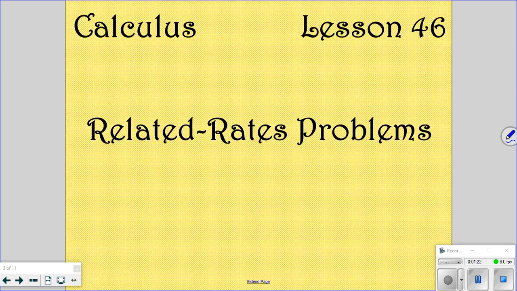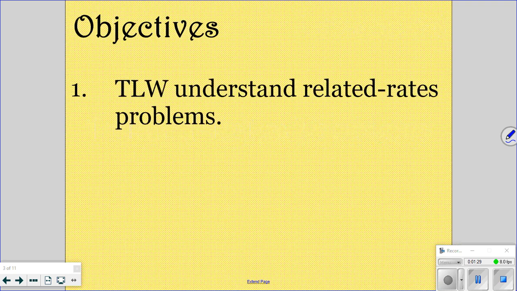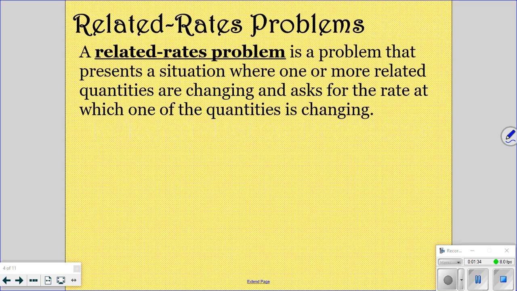Okay, so we are looking at lesson 46 today. We're dealing with related rates problems. So hopefully after this lesson you'll understand related rates problems. A related rates problem is a problem that gives you a situation and then one or more of your quantities are changing, and it asks for the rate when one of the quantities is changing. So we're going to have to set up some equations and then take differentials of them to be able to figure out what they're asking us for.